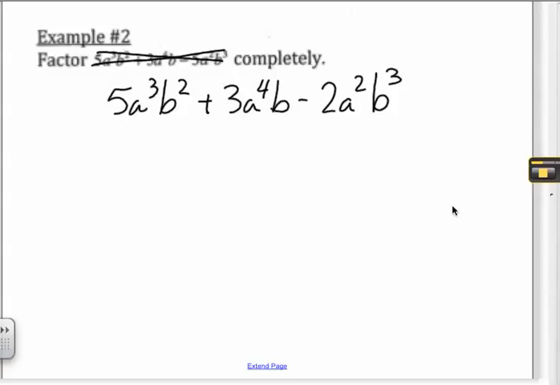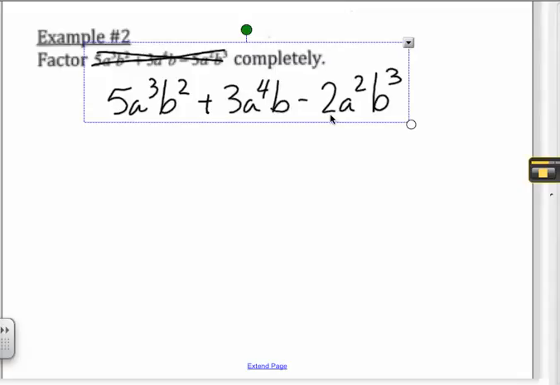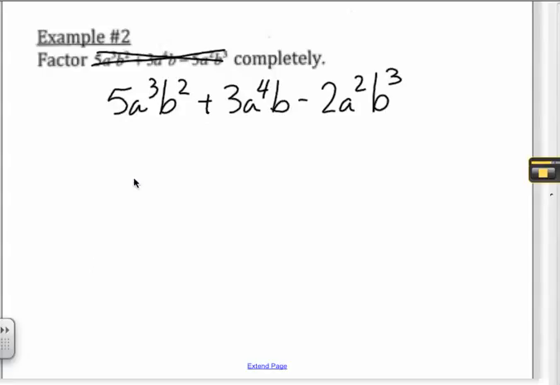When I look at this, I'm going to look at the very first coefficient. Is it negative? No. So I don't have to worry about taking out a negative. Is there a number that goes into all of them? No. There's not a common number that I can pull out. Are there some variables? They all have a squared at least. So I'm going to pull out a squared. They all have b. Okay, so I'm going to pull out a b.